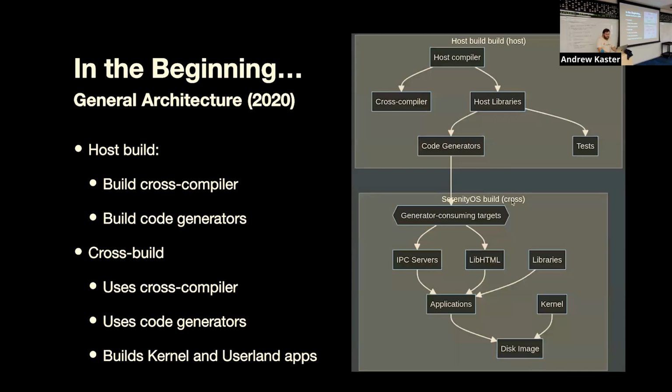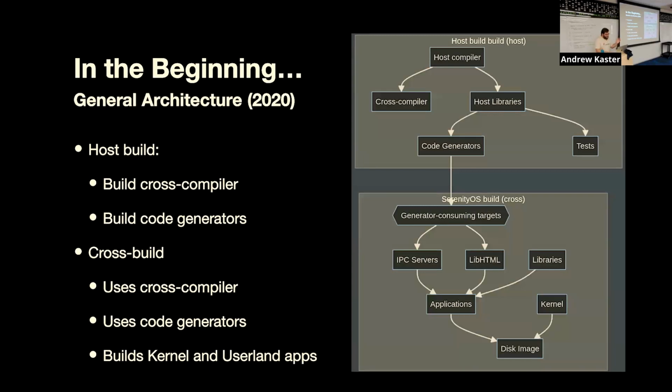The cross build itself is using this cross compiler to build the targets that need code generators, and then all the other. So the kernel, the libraries, the applications, and then eventually we end up with a disk image. So this is what it looks like to build an OS. Anybody have any comments, questions, concerns? Does this make sense?